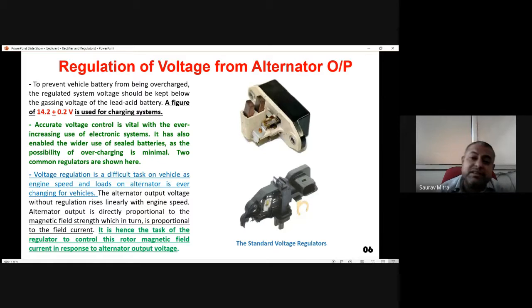Okay, so even with a highly dynamic varying alternator input speed, we have to produce a perfectly stable output from the alternator. Okay, so this can be done by using the regulator. That's why it is said voltage regulation is a difficult task on a vehicle, as engine speed and loads on the alternator are ever changing for any vehicle.